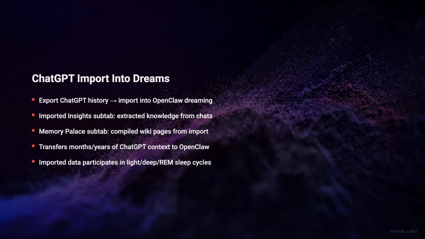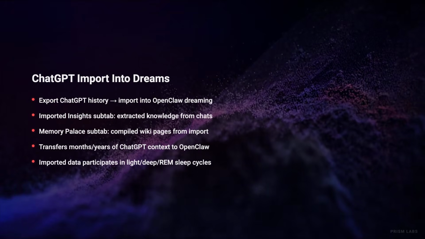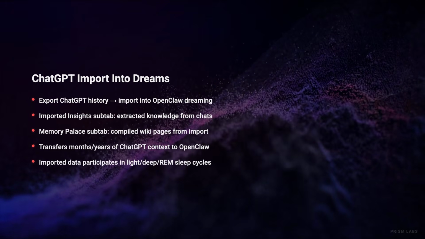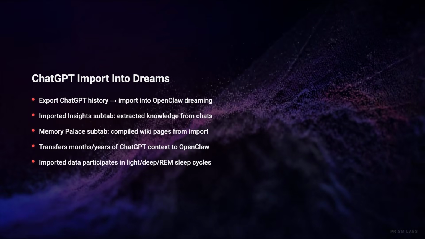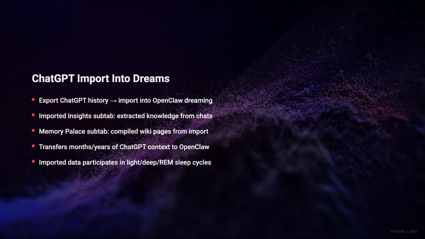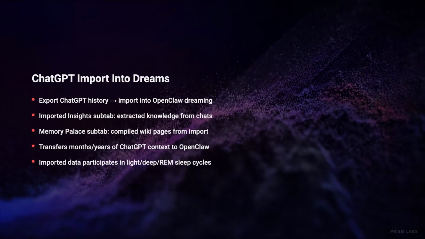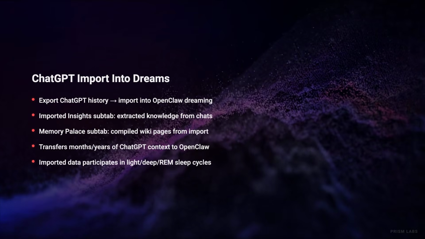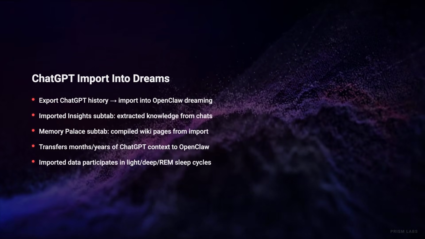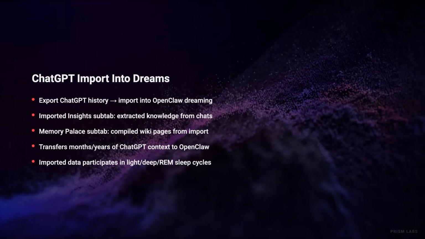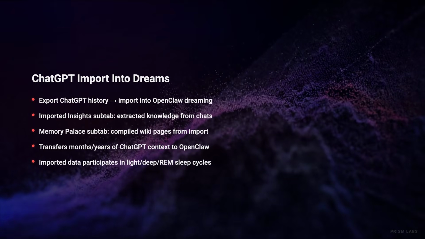You can now export your ChatGPT conversation history and ingest it directly into OpenClaw's Dreaming and Memory system. 2 new diary subtabs appear in the UI. Imported Insights shows the compiled knowledge extracted from your ChatGPT conversations, and Memory Palace displays the wiki-style pages that the Dreaming system generates from the imported data.